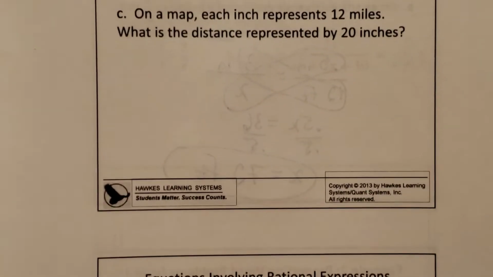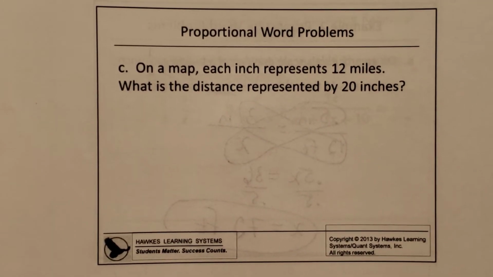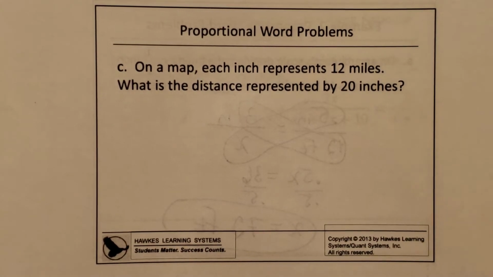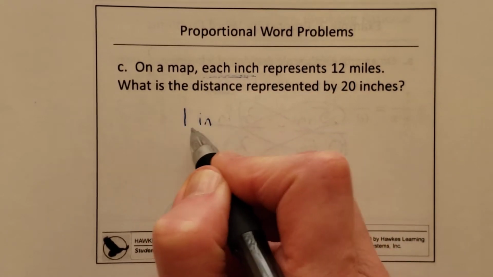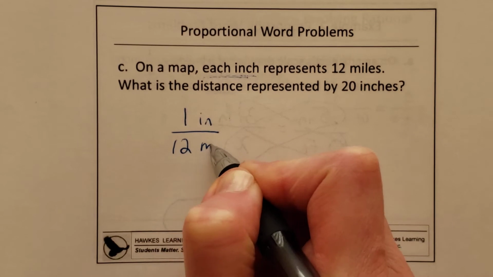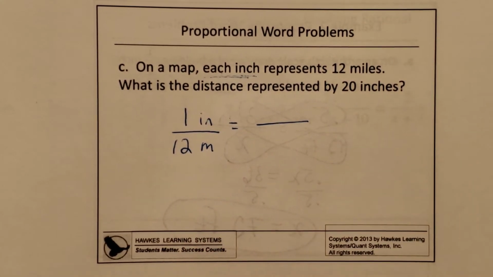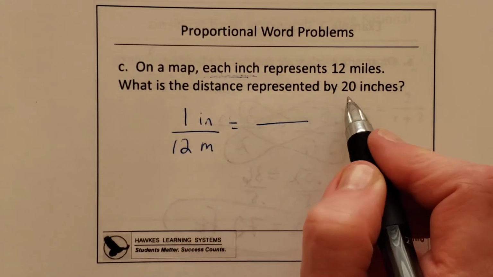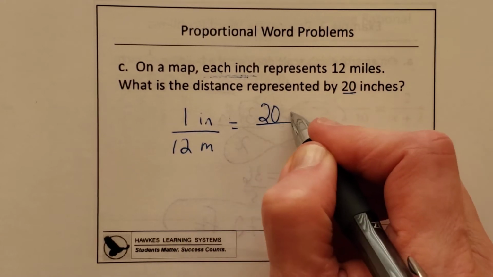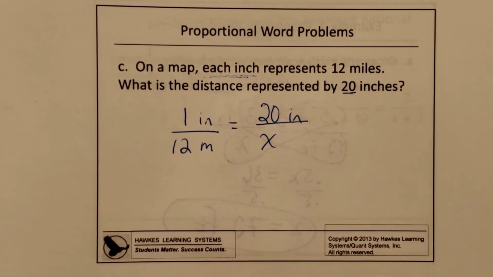All right, let's look at letter C. It says, on a map, each inch represents 12 miles. What is the distance represented by 20 inches? So for 1 inch, each means just 1. So 1 inch represents 12 miles. Then the question is, how many miles, or what is the distance represented by 20 inches? Well, 1 inch represents 12. So 20 inches represents how many miles?